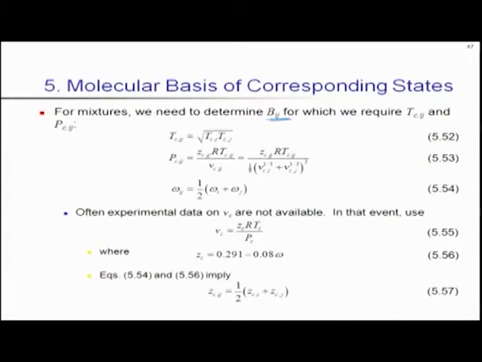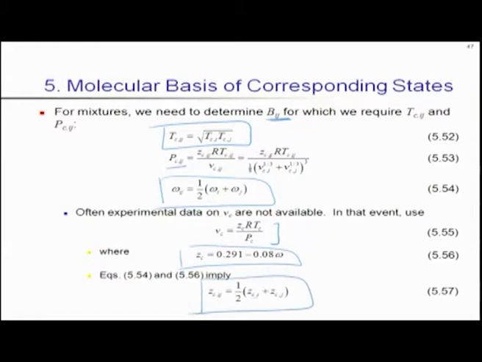In any case, Tcij is nothing but the geometric mean of the Tc's, and using the compressibility factor we can get Pcij, and omega ij is given as a simple average of the individual eccentric factors. Now often experimental data on Vc are not available. In that case we use this simple expression, where Zc is Tc divided by Pc. If you use this, we can show that Zcij, the compressibility factor, is nothing but the mean value of Zci and Zcj.